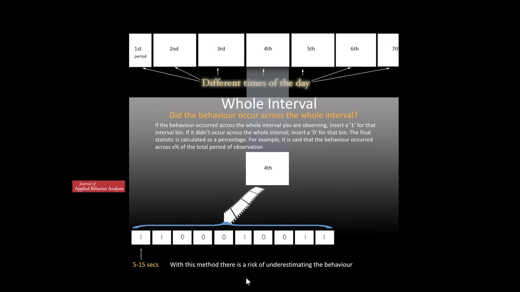In whole interval recording, did the behavior occur across the whole interval? If the behavior occurred across the whole interval you're observing, insert a 1 for that interval bin. If it didn't occur across the whole interval, insert a 0 for that bin. The final statistics are calculated as a percentage. For example, it is said that the behavior occurred across so many percent of the total period of observation. With this method, there is a risk of underestimating the behavior.